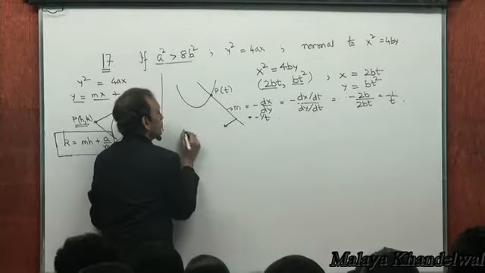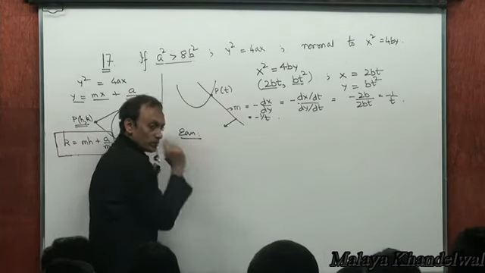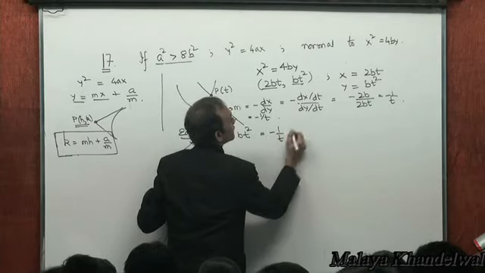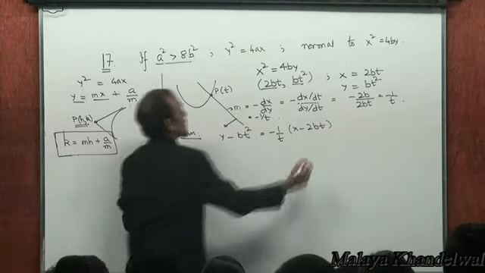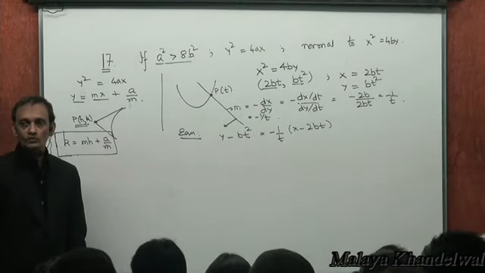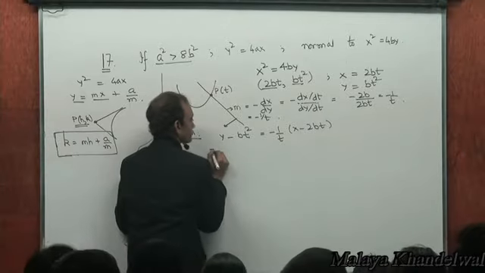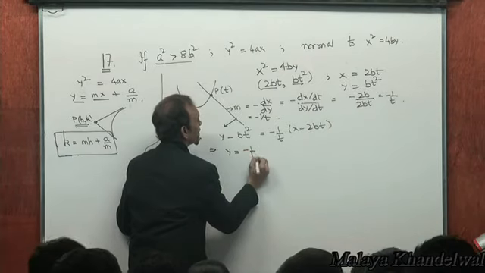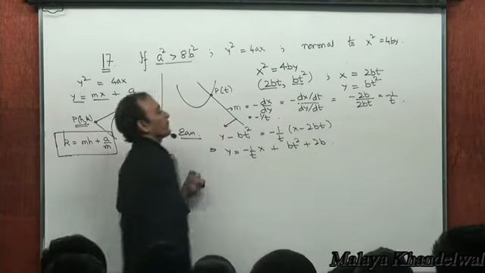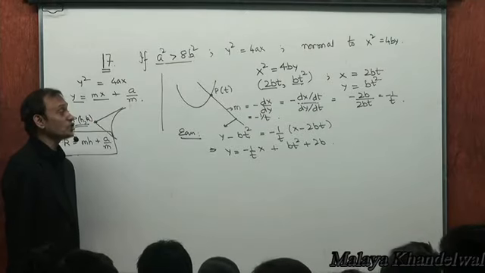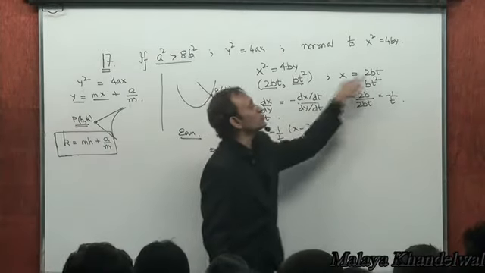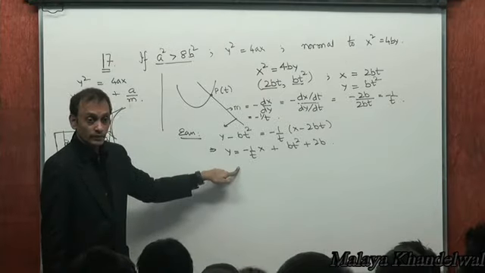Therefore, the equation of this normal is y minus bt squared equals minus 1 by t into x minus 2bt. That's the equation of the normal. Therefore, we have y equal to minus 1 by t into x plus bt squared plus 2b. That's the equation of this normal at some t, right? At some t, given by the point 2bt comma bt squared, any point on this, that's the equation of the normal.